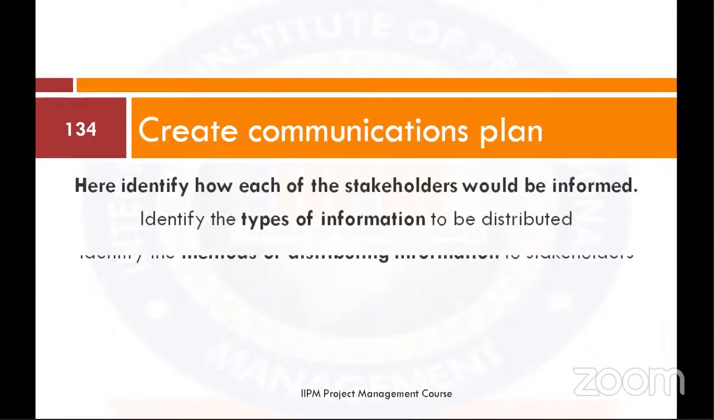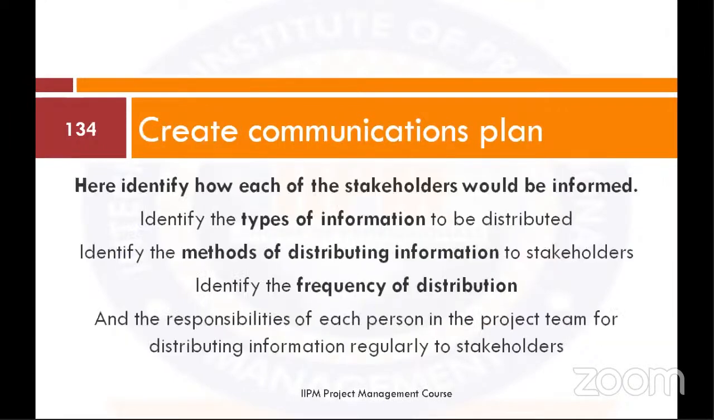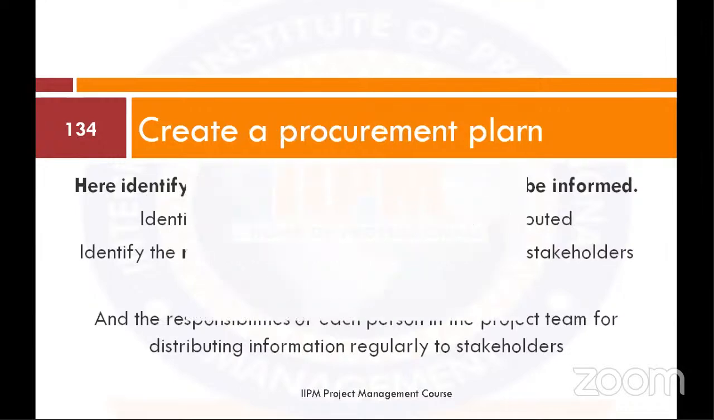Then creating a communication plan. How do you identify stakeholders, and then how do you know which information is meant for each of the stakeholders, and then how do you convey the information to those stakeholders? So here, identify how each of the stakeholders will be informed, identify the types of information to be distributed, the methods of distributing information to stakeholders, the frequency of distribution, and the responsibilities of each person in the project team for distributing information regularly to stakeholders.